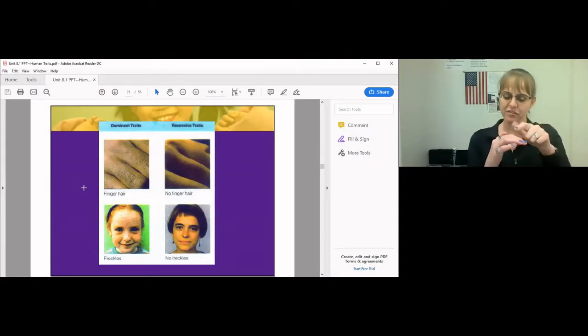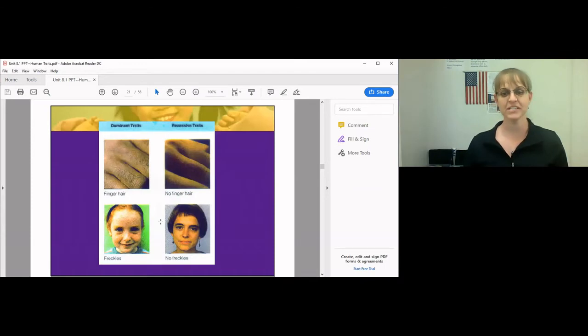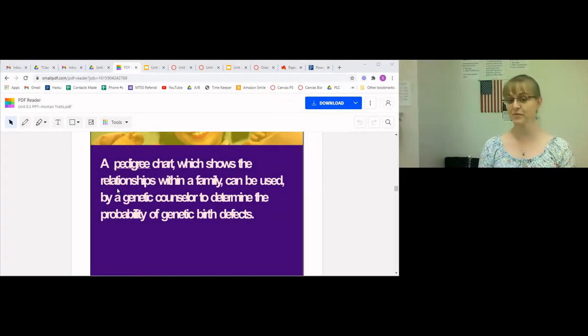Having hair on the back of your fingers between the two middle knuckles is a dominant trait. Not having finger hair is a recessive trait. Now, most of us will have hair here, but right here, I do not have hair on my fingers, and so this is a recessive trait. Having freckles is dominant. Having no freckles is recessive. So those are some fun dominant and recessive traits that you may see in your family.